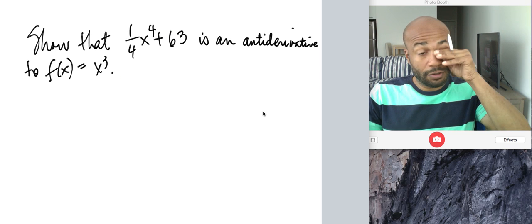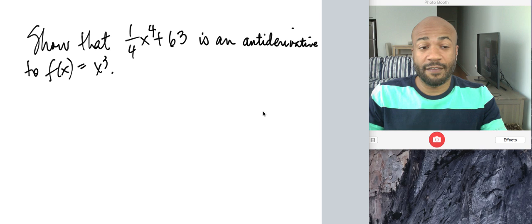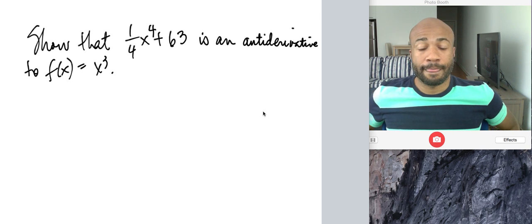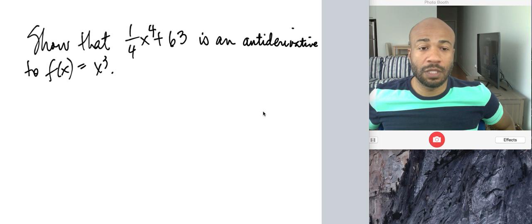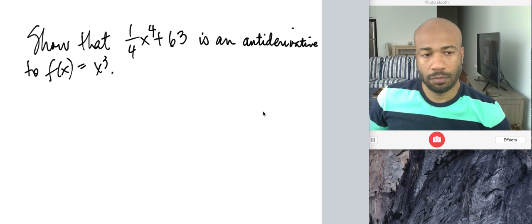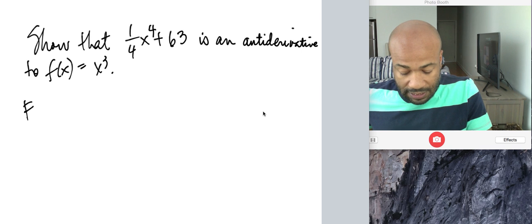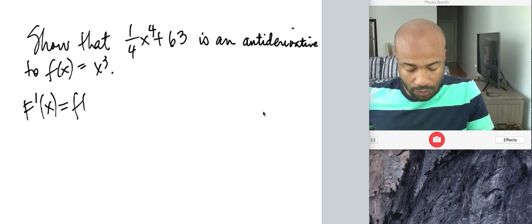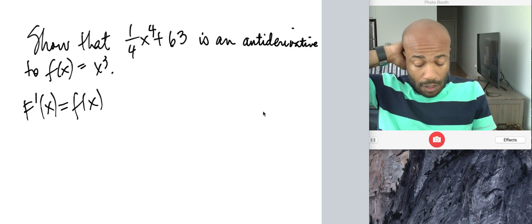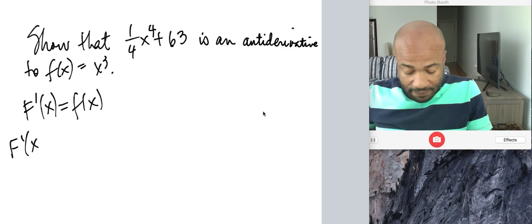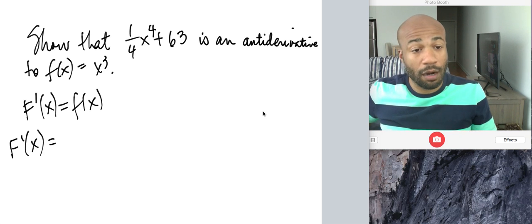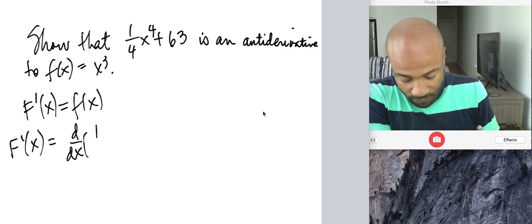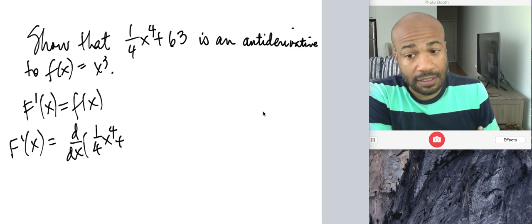Let's take a look at another example. I have big F, which is 1/4 x to the 4th plus 63. Let's show that it is an antiderivative of little f of x, which is x cubed. Again, we'll use the idea that big F prime is equal to little f. So big F prime is the derivative of 1/4 x to the 4th plus 63.